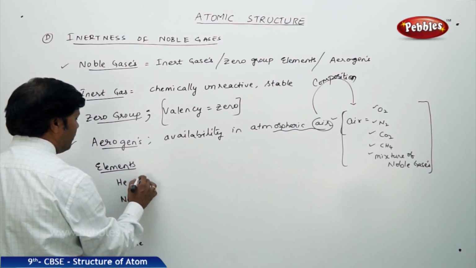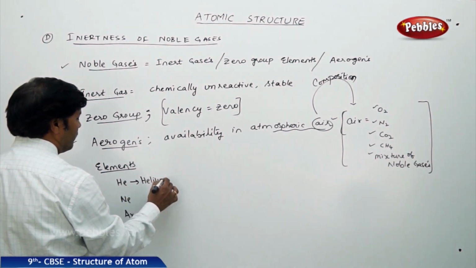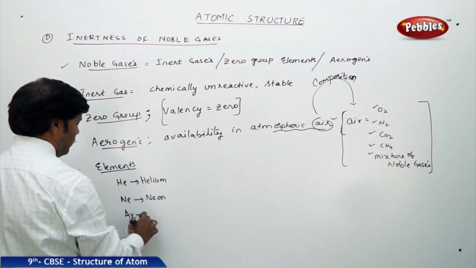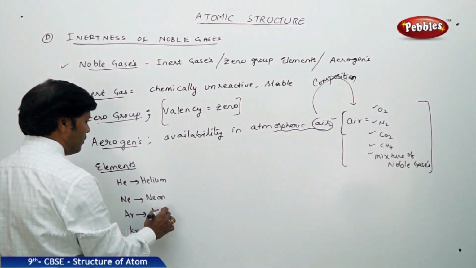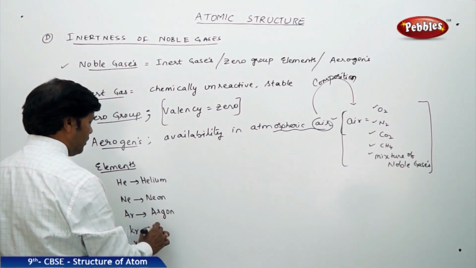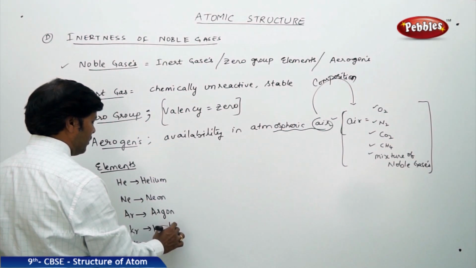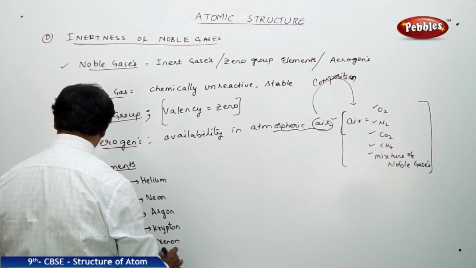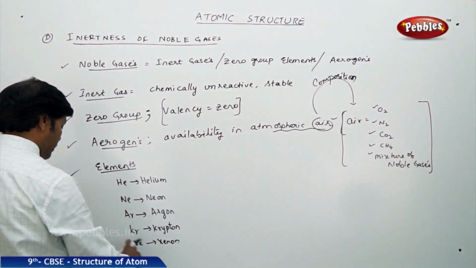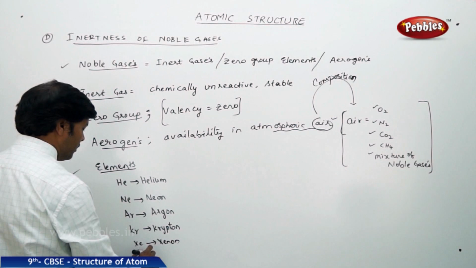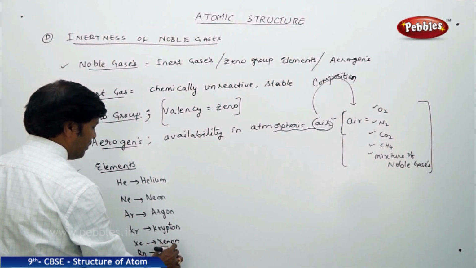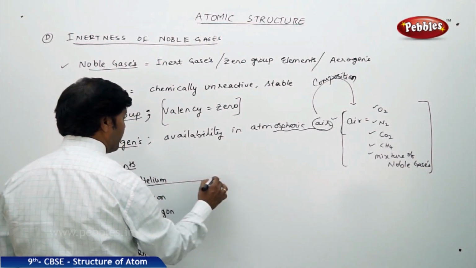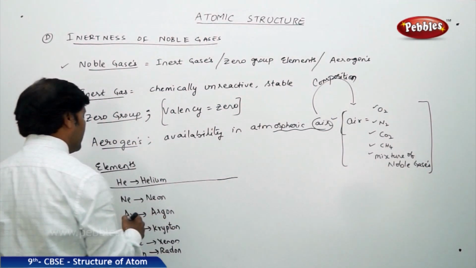So He is for helium, Ne for neon, then argon, krypton, xenon, and the last one is radon.